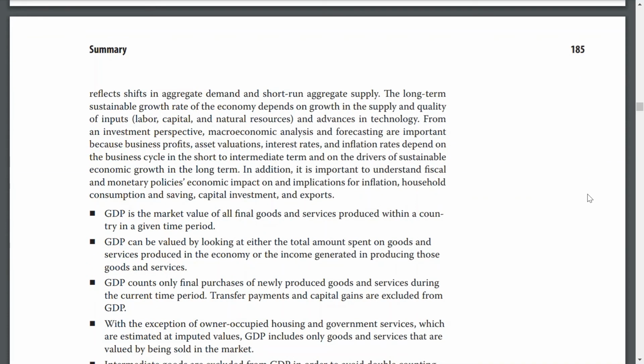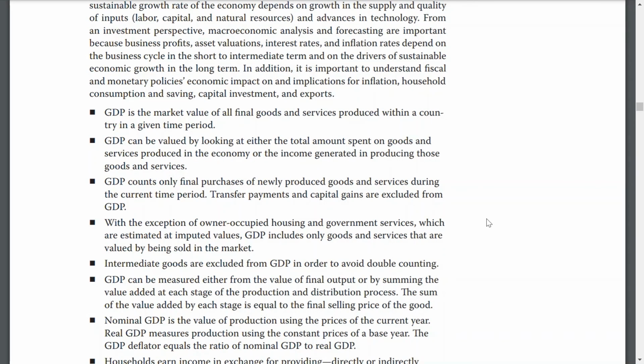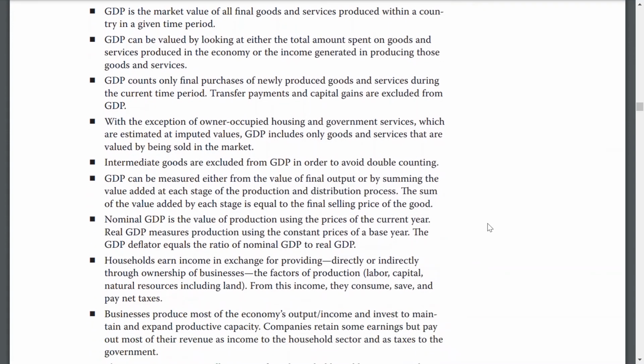The long-term sustainable growth rate of the economy depends on growth in the supply and quantity of labor, capital, and natural resources, and advances in technology. From an investment perspective, macroeconomic analysis and forecasting are important because business profits, asset valuation, interest rates, and inflation rates depend on the business cycle, and in the short to intermediate term on the drivers of sustainable economic growth in the long term. In addition, it is important to understand fiscal and monetary policies, the economic implications of inflation, household consumption and savings, capital investment, and exports.